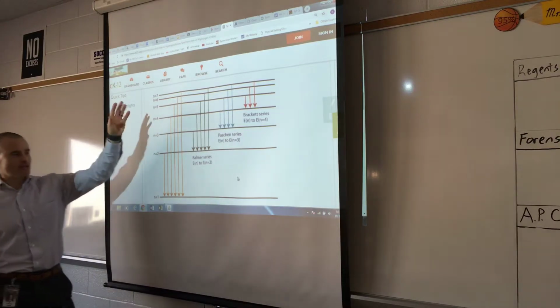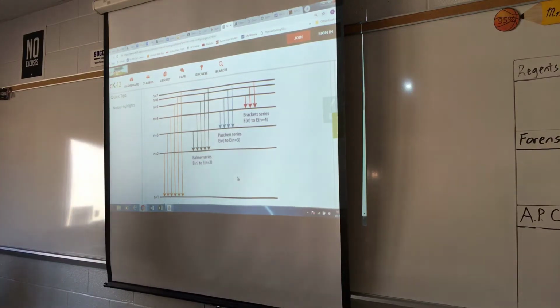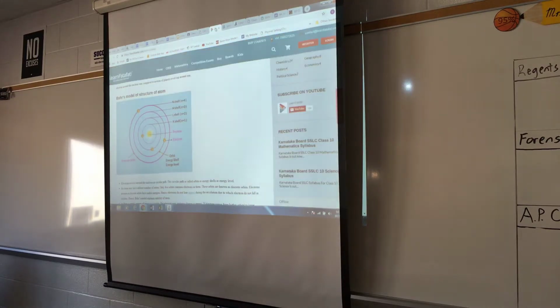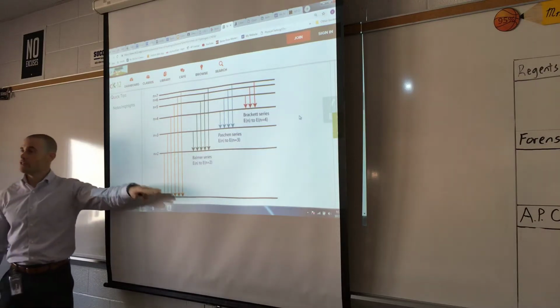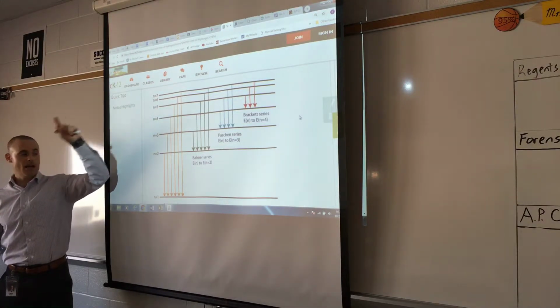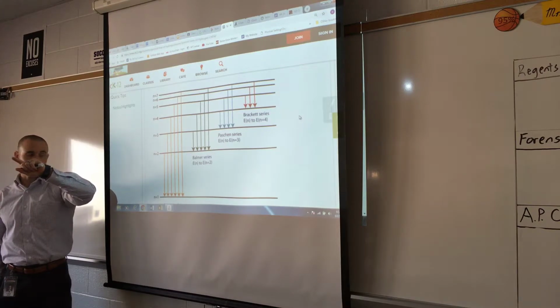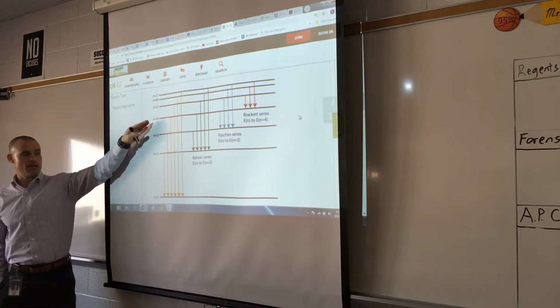I know there's X-rays and ultraviolet involved with the different series, but what I'm really trying to show you is this is more accurate than this. Okay, it's not all the same distance, and a lot has to do with the energy of the electrons on these levels. And one thing I do want to make sure we understand is the energy is quantized.